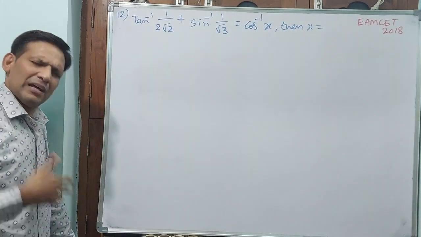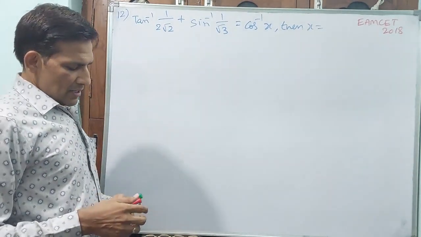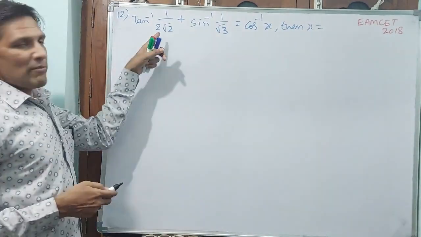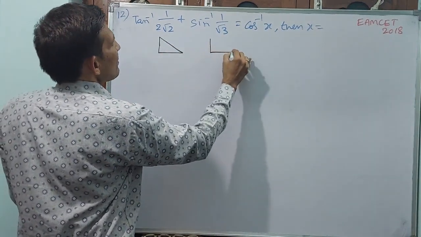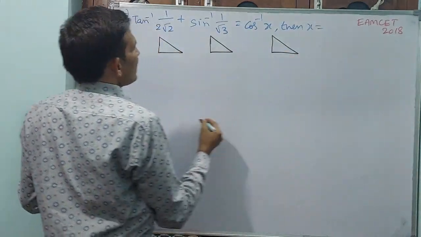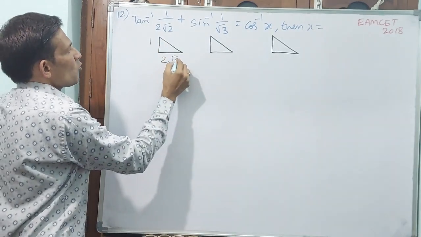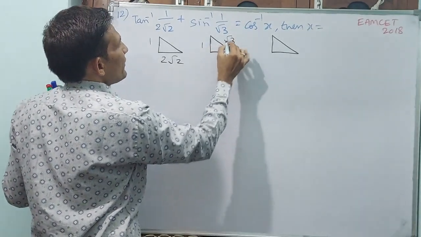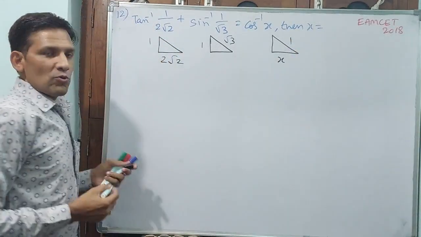Okay, that logic and all we need not see now. Why? Because based on the question we will see. Now let me do the question in the shortcut method. Okay, see how I am doing. Tan inverse 1/2√2 means, see how I am drawing the figure, simply. Here also I am drawing the figure. 3 figures I am drawing. Tan means 1/2√2. Here also sin means 1/√3. Cos means x/1. You understand?